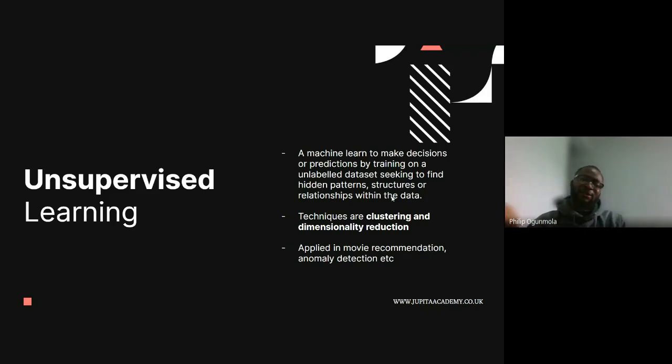So there are techniques for unsupervised machine learning. We have clustering, and we have dimensionality reduction. Since they are unlabeled data sets, most of the time we have so many variables, so many factors to consider to make conclusions with, and some of these factors are irrelevant to making the decision.